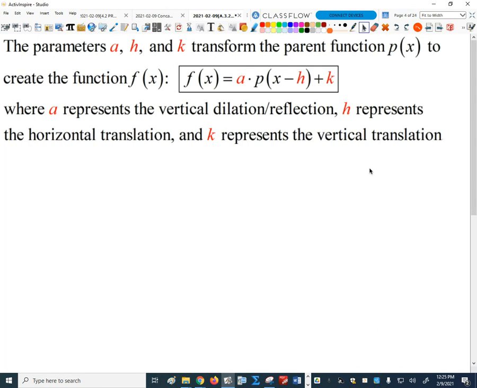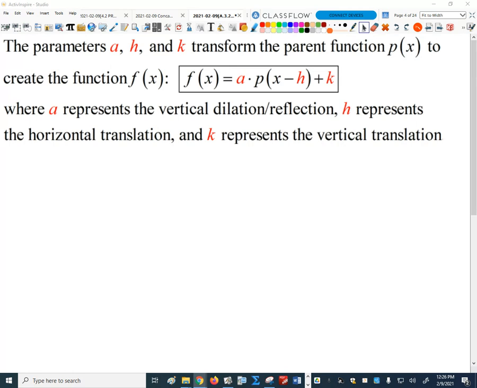Okay, we can put all this stuff together at once, a, h, and k, and here's what it looks like. The parameters a, h, and k transform any parent function. It could be absolute value, quadratic, square root, anything. They transform this parent function to create a new function, f of x equals a times p of x minus h, plus k. So h is being subtracted from x inside the function, and k is added outside the function, where a is the vertical dilation factor. It also tells me if it's a reflection, if it's negative. h represents the horizontal translation, and k represents the vertical translation.